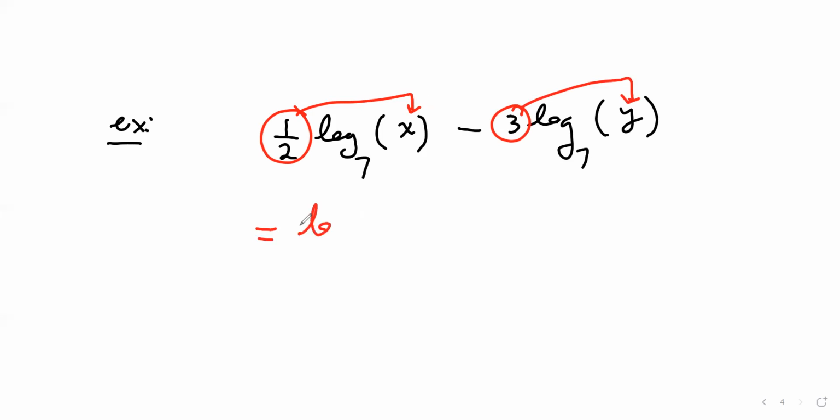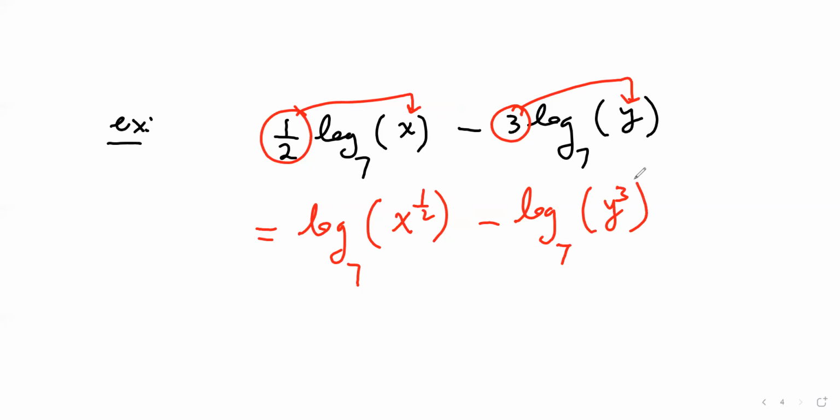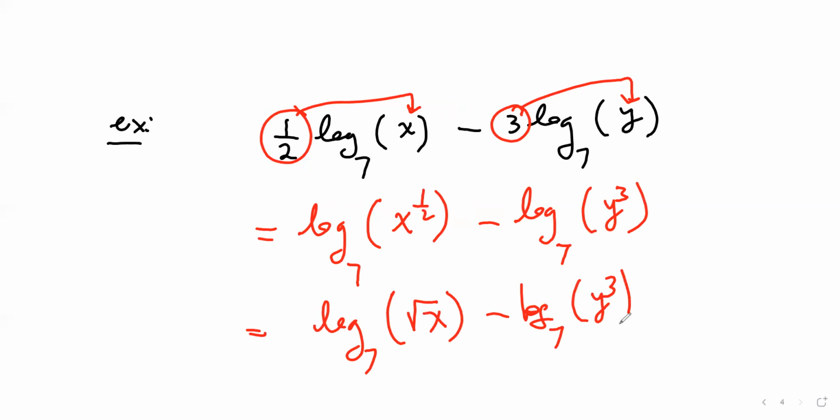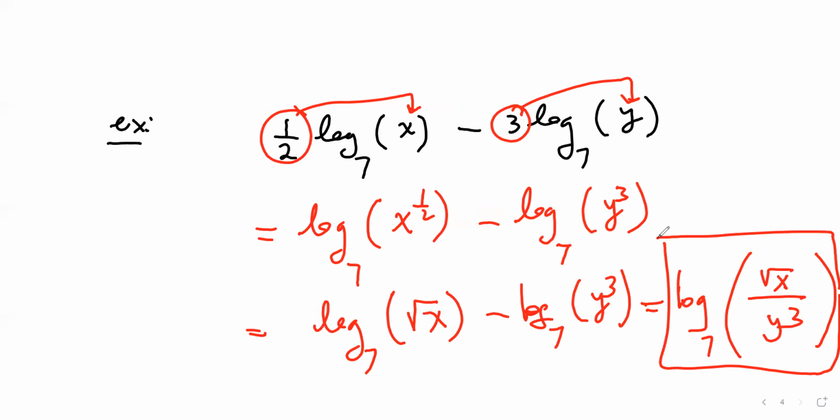So then this will be log base 7 x to 1/2 minus log base 7 y to the 3. Now x to 1/2, I can rewrite as square root of x, minus log base 7 y cubed. So we no longer have the coefficient, everything is moved. Now I have a single logarithm, and using property 2, I just divide the input: first input divided by the second input. This will be combined, and we write it as a single logarithm.